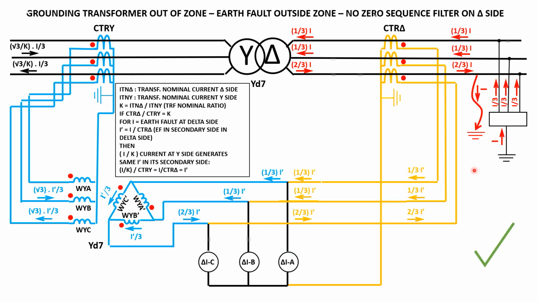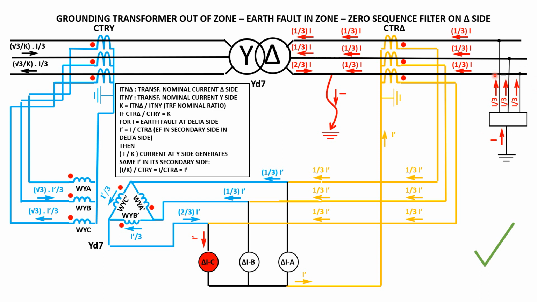And then again, for no action in delta, we see 2 other scenarios: transformer out, fault out. So basically the CT will see 1/3 in, 1/3 in, and 2/3 out. And that is okay, because at any node we look at, the in and out are there, and no current goes to the differential element. So there's no operation of differential, and it's okay because the fault is out. We don't want operation.